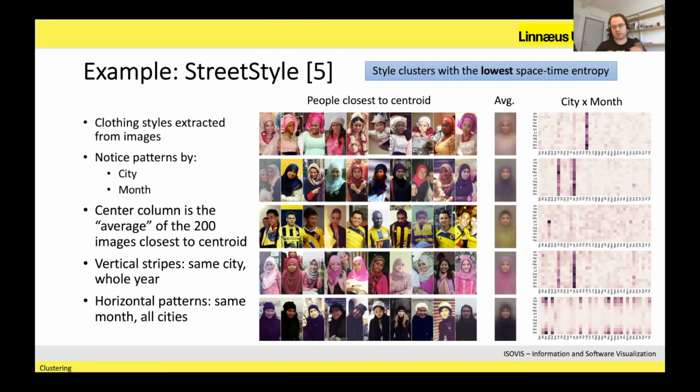One way to think of a pattern is that something is far away from being random, and these are the clusters they chose with the lowest space-time entropy. So in theory, they are the clearest ones. And this is interesting because it indicates the occurrence of these images throughout the year and throughout the world in different cities. There's a very clear pattern here: this is the city of Lagos. Most of the occurrences of this cluster are in Lagos, and there doesn't seem to be a clear pattern throughout the year. So it's just clothes that are used in Lagos throughout the entire year, period.